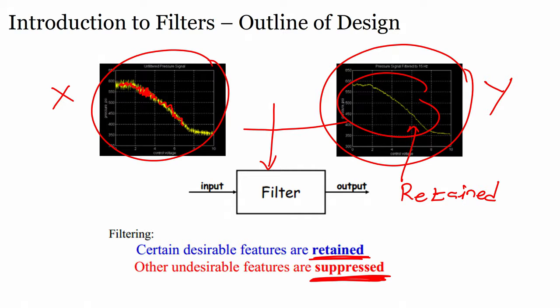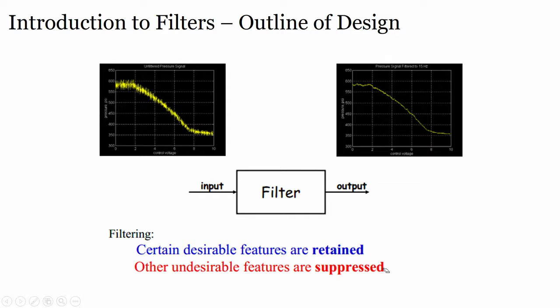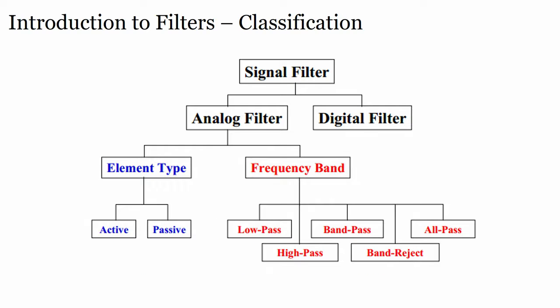So, with the help of a filter we can retain the desirable signal and suppress the undesirable signal. Now, these filters can be active, passive, low pass, high pass, band pass, notch or band reject, and this module is focused on understanding the low pass filters, alright. So, let us see the next slide.